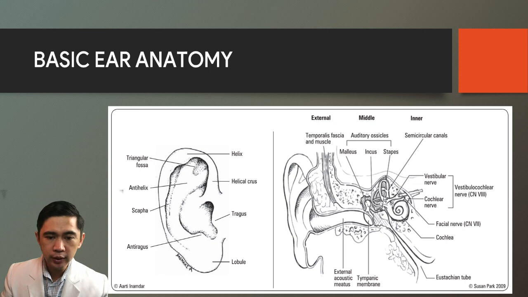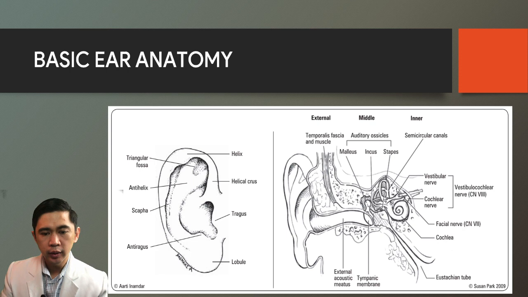The stapes is intimately connected with the cochlea as part of the sound apparatus, and the cochlea is already part of the inner ear. Also part of the inner ear are the semicircular canals, which are part of the vestibular system. The vestibular system is concerned with balance, and the cochlea is concerned with hearing. So this is the hearing and balance apparatus.